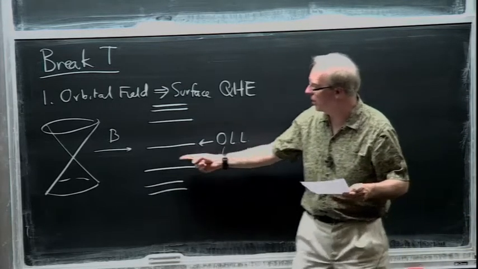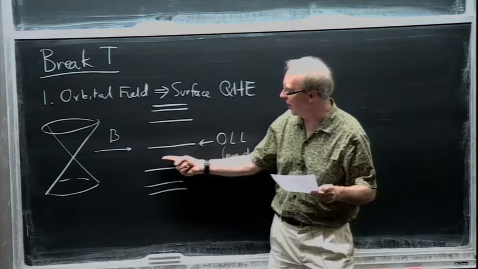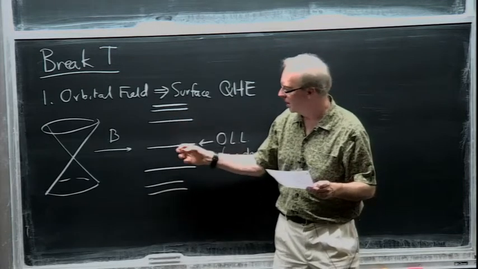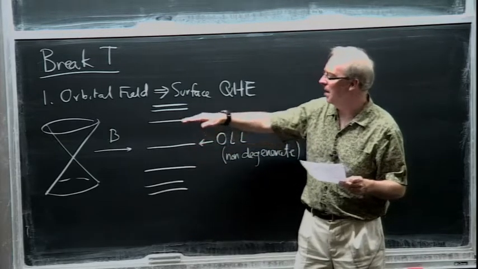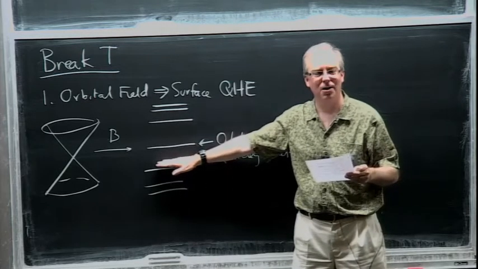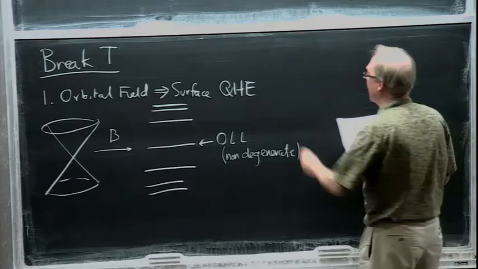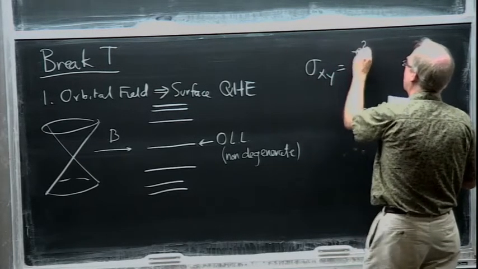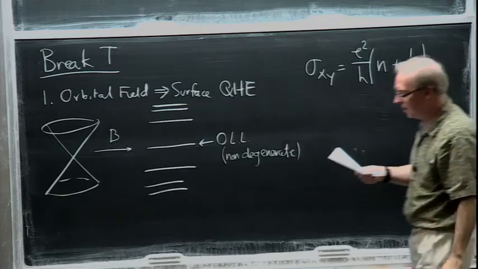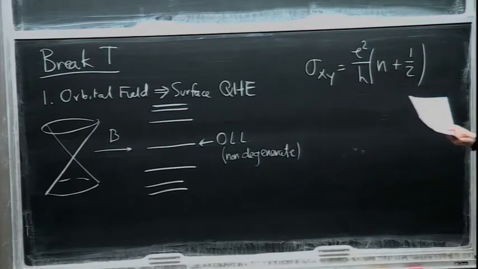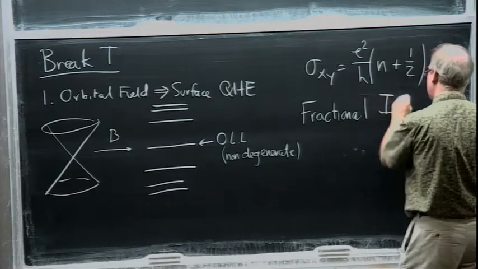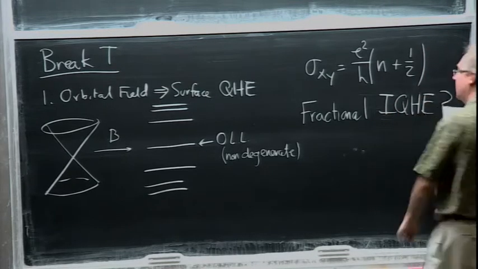In particular, what you know is that if I imagine changing the Fermi energy, the Hall conductance changes by e squared over h whenever you pass through a Landau level. But this is kind of symmetric. So you expect that the Hall conductivity at plus chemical potential should be minus the Hall conductivity at minus. And so the only way out of that is to say that sigma xy is equal to e squared over h times a half integer. So does this mean that you have a fractional integer quantum Hall effect?